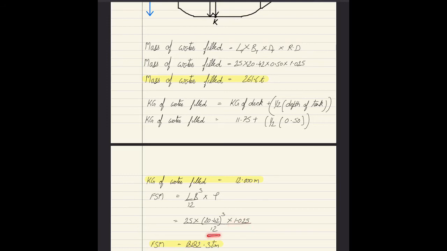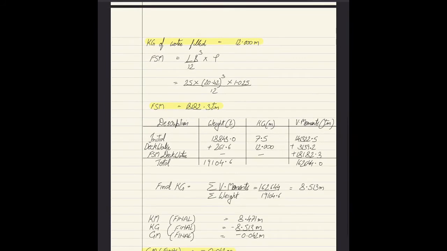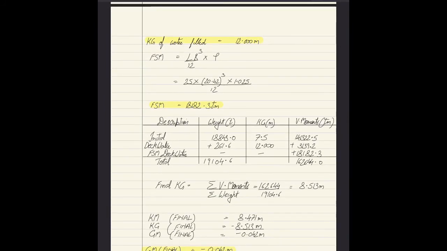and it is divided by 12. So the associated free surface moments is 18182.3 tons meter. Now we'll make a KG table which has the following columns: number 1 description, number 2 weight in tons, number 3 KG in meters, number 4 vertical moments in tons meter.